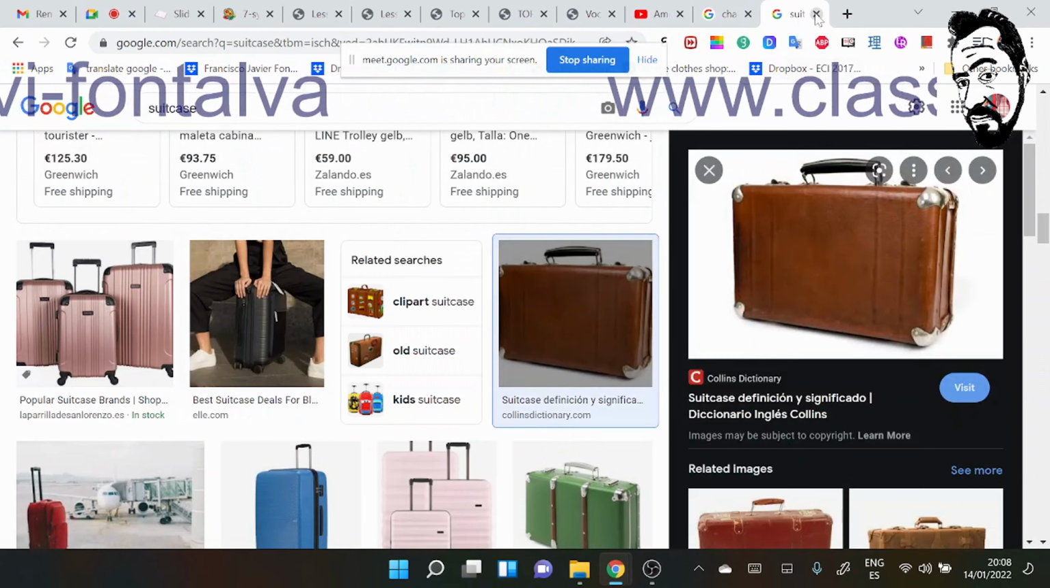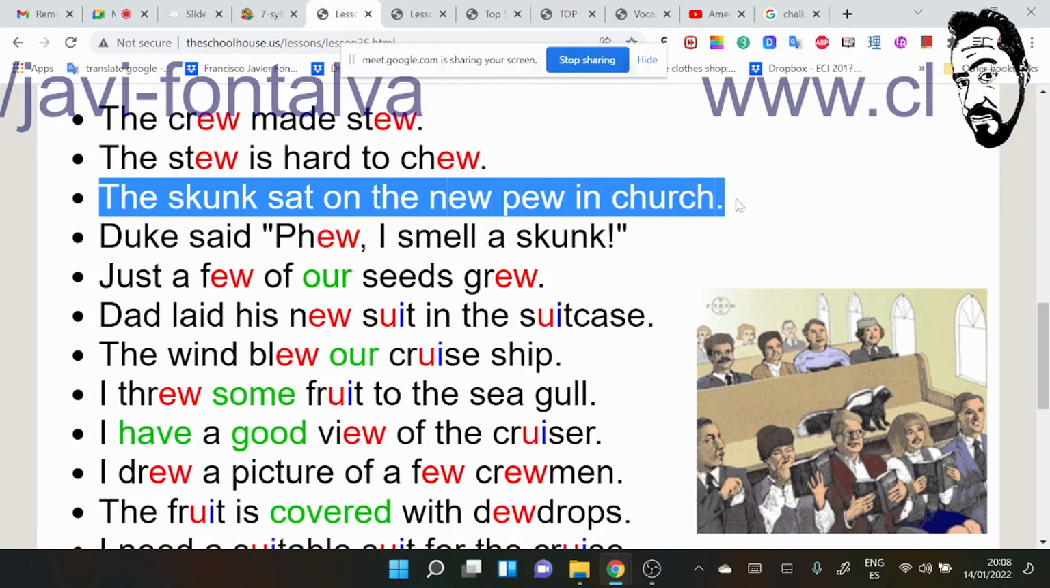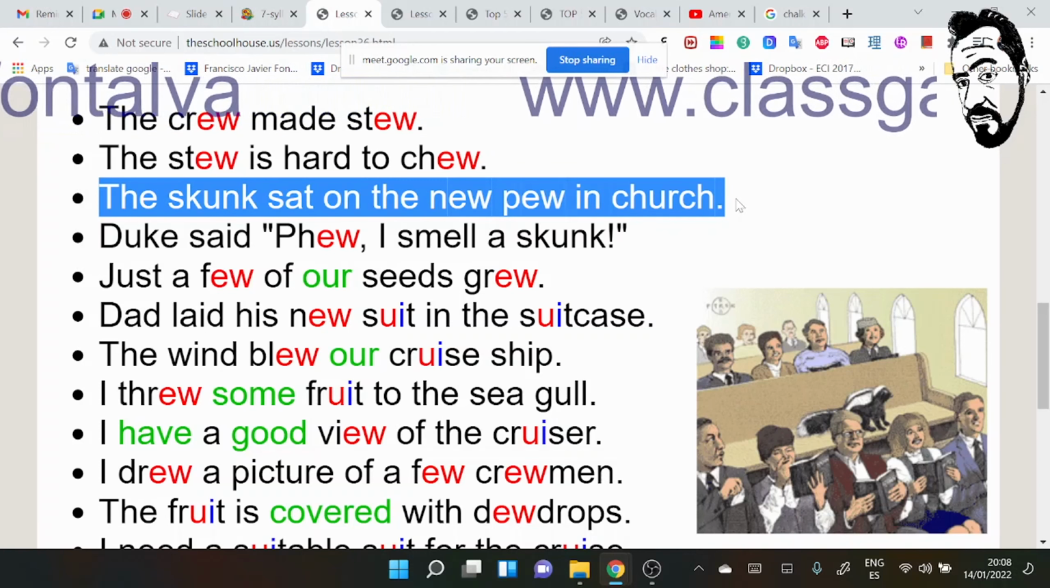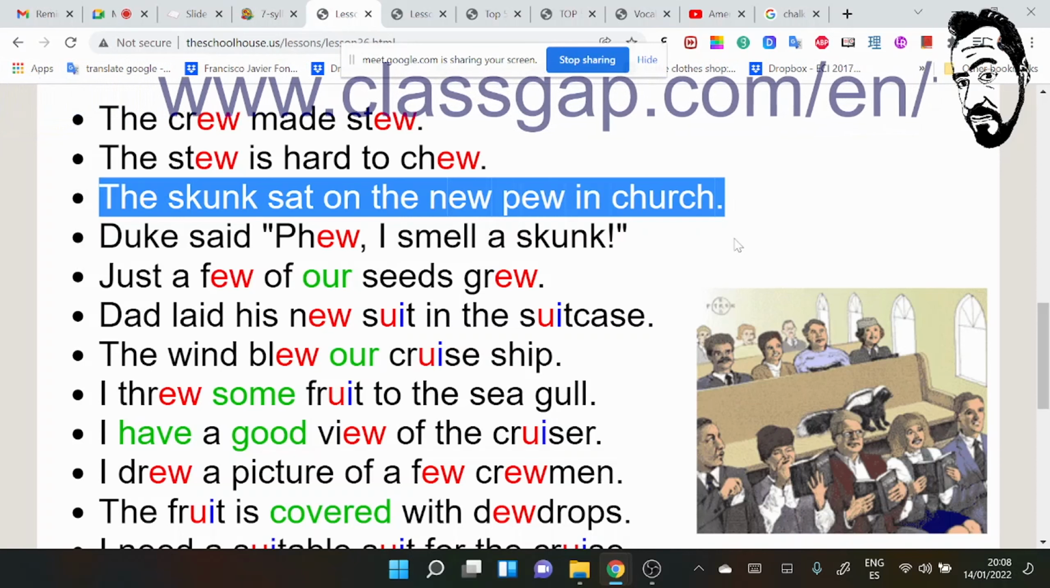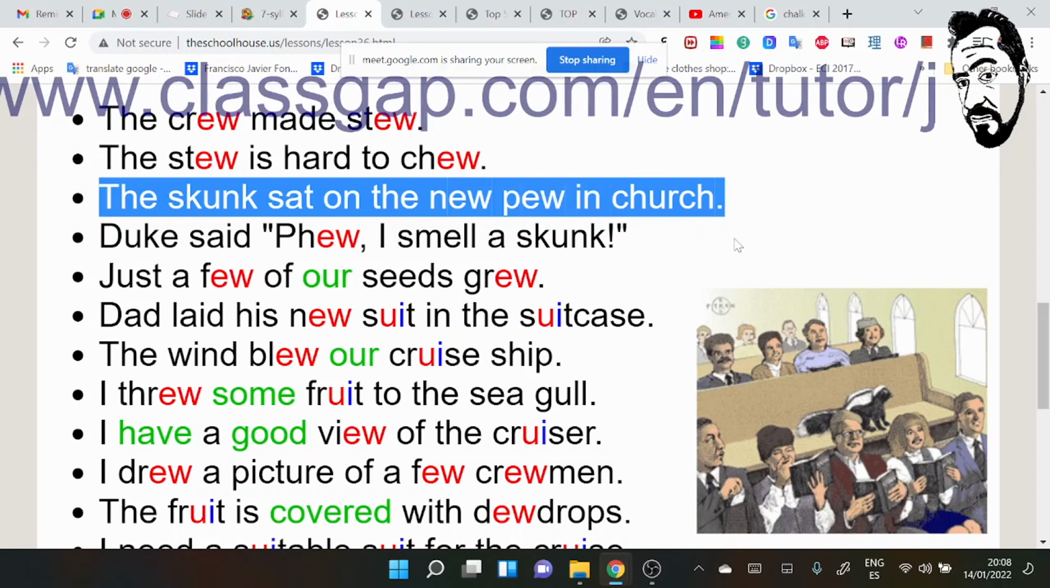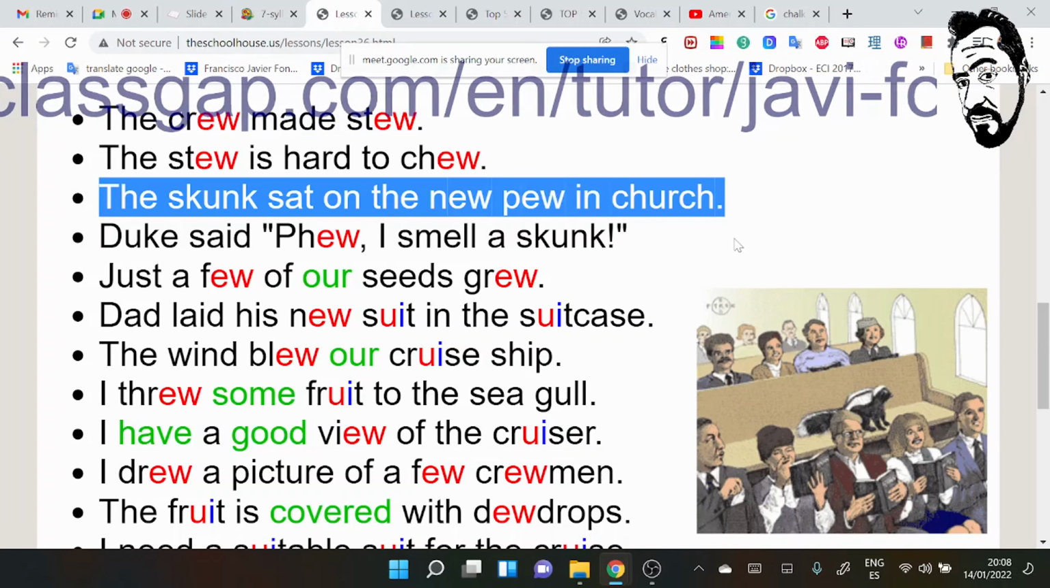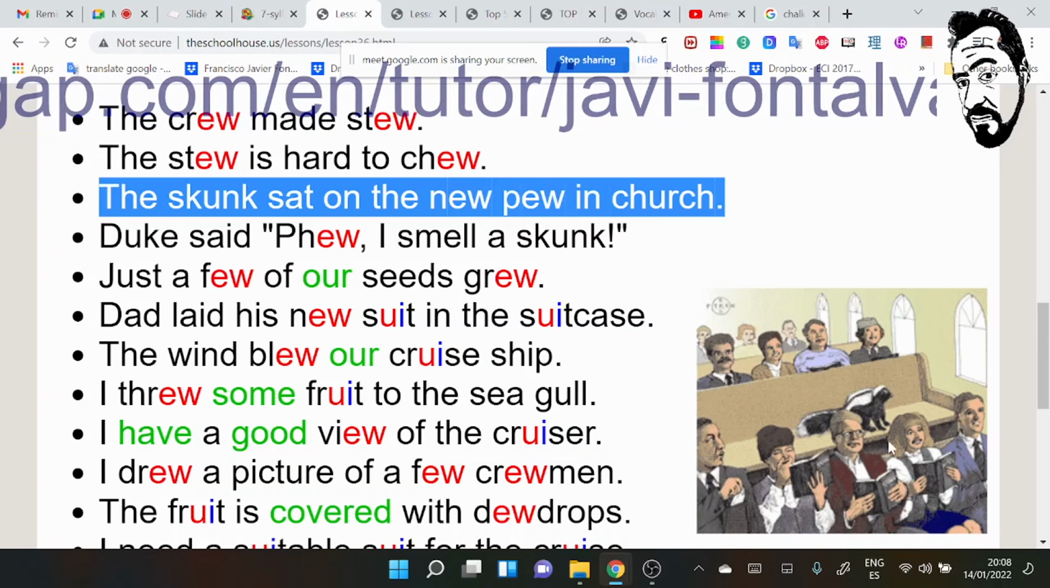Okay. Can you read this? The skunk sat on the new pew in church. Church. You know church? Church is the place where you go to pray. So, can you see that?